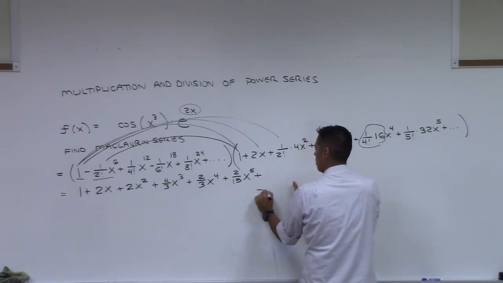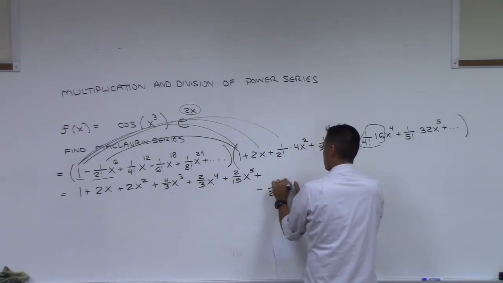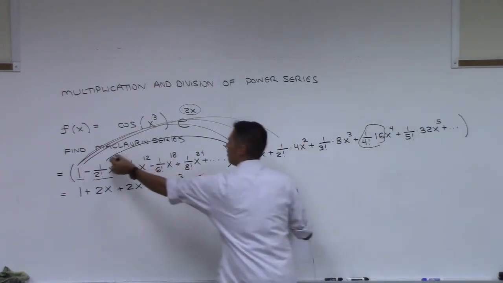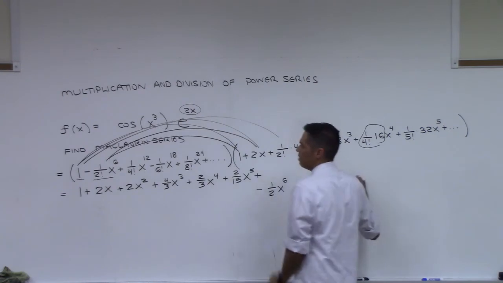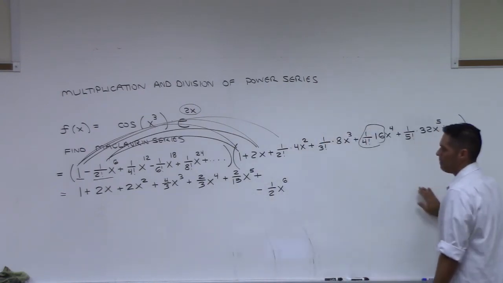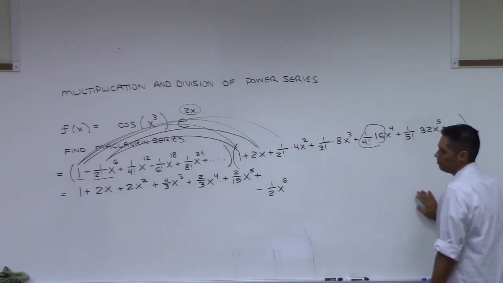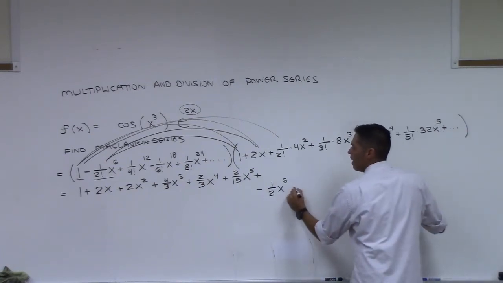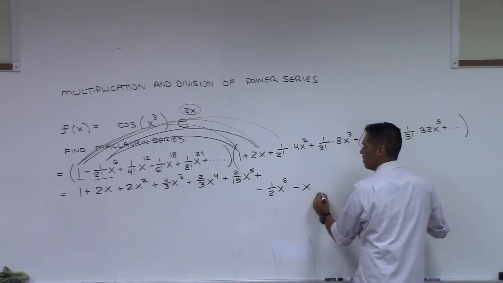So I'm going to put here minus 1/2 x to the 6th. Do you all see that? And now I do this times this. So what would that give me? Just it would be a minus, right? It'd be a minus, and then just x to the 7th, right?